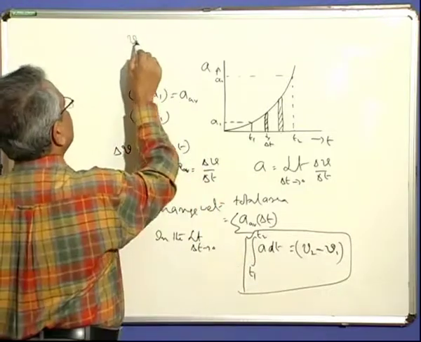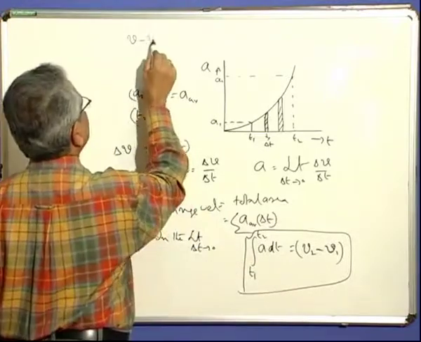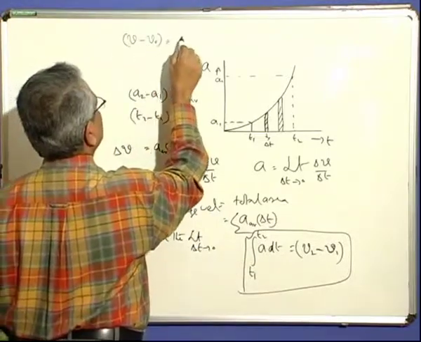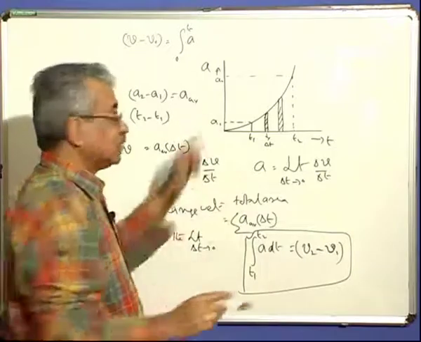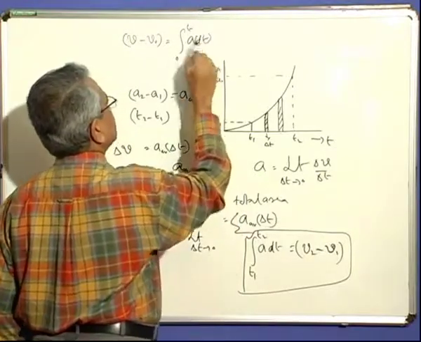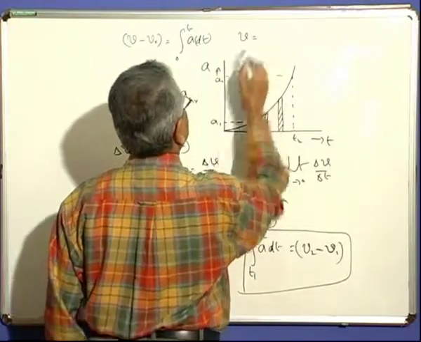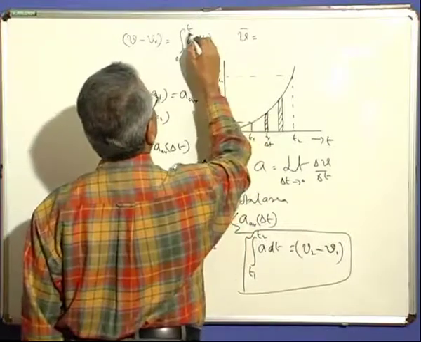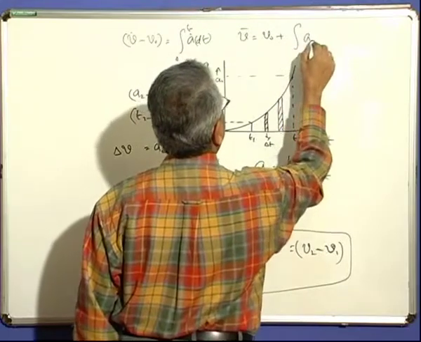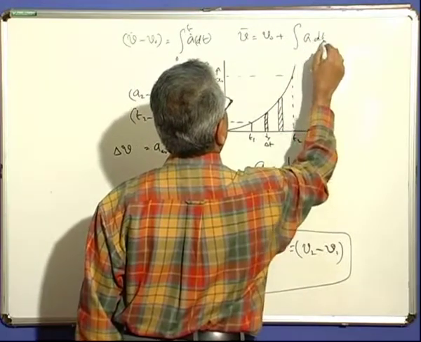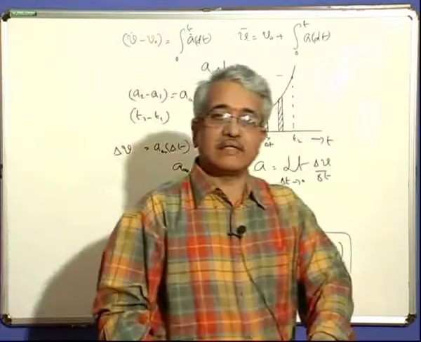Suppose you want to get the velocity at any given time. Then you can extend the same thing, writing v0 and the integral of a dt from 0 to t. That means you are integrating from t equal to 0 to t with dt. The instantaneous velocity at any time is therefore given by v equals v0 plus the integral of a dt from 0 to t. This is the method of integrating the equations.